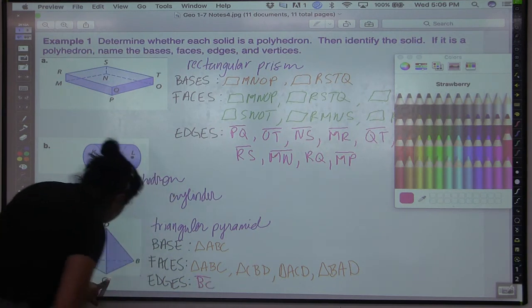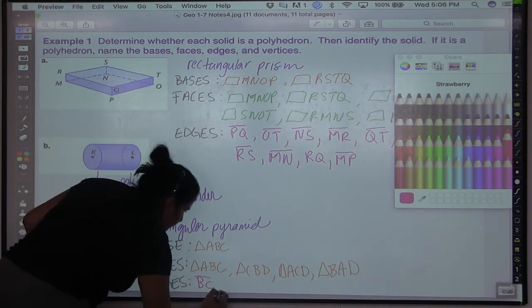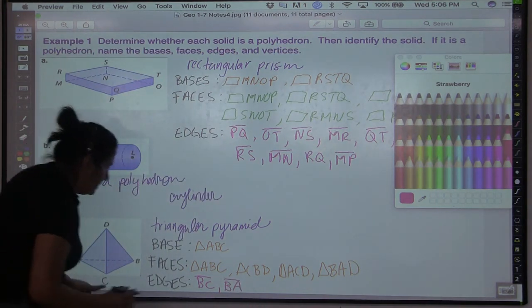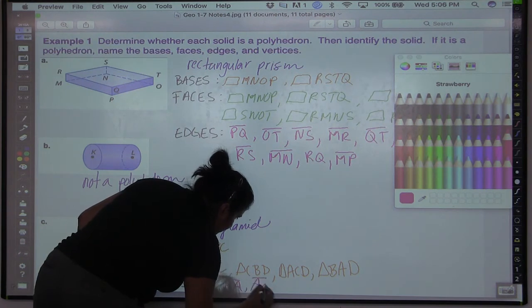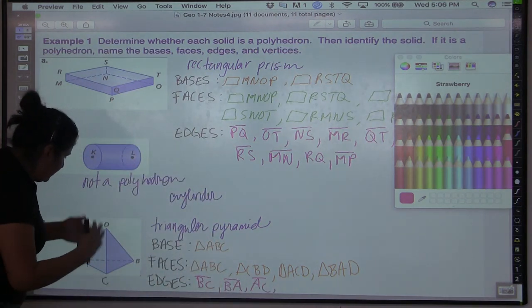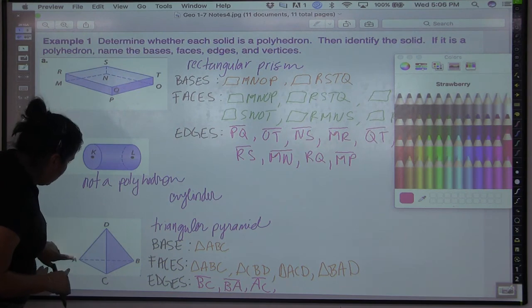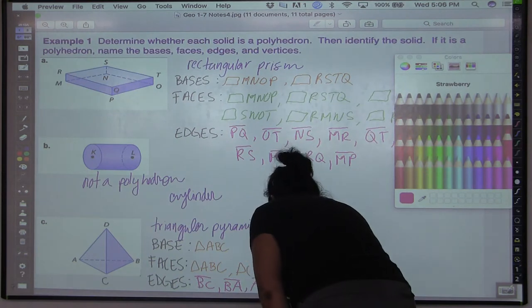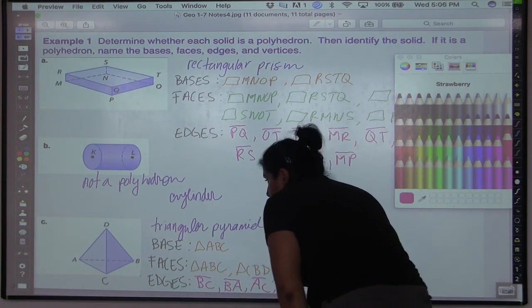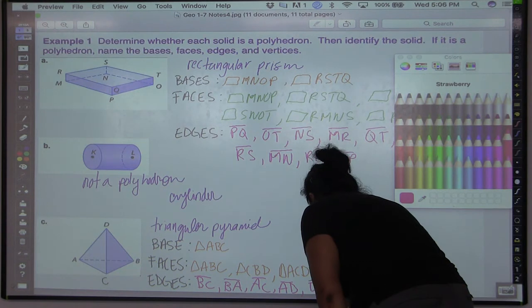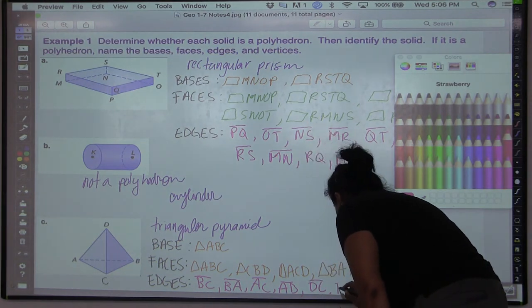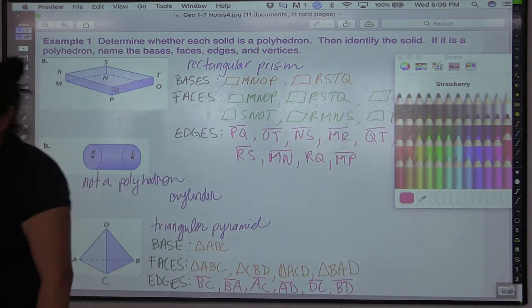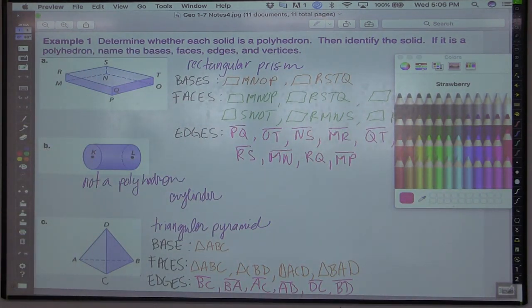It's just easier for me that way. So I'm going to go BC, BA, and then AC. And then we're going to go with the ones that are standing up or vertical-ish. So we're going to go AD, DC or CD, and BD. Like that. So you have 6 edges for this figure.